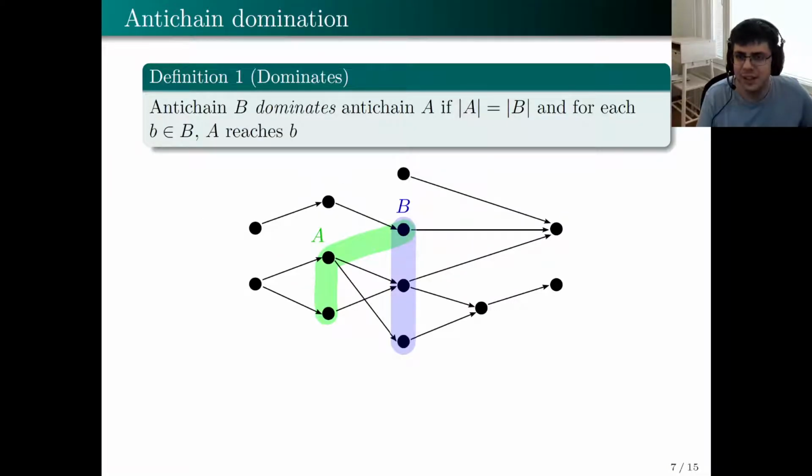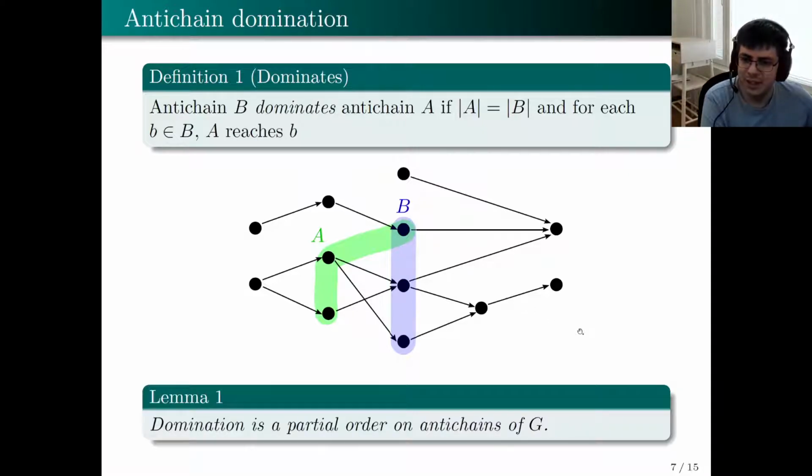We say that an antichain B dominates an antichain A if they are of the same size and every vertex of B is reached by A. This definition, this relation between antichains, is pretty similar to what Dilworth used to show that the set of maximum antichains in a DAG forms a distributive lattice, but this is a different definition.